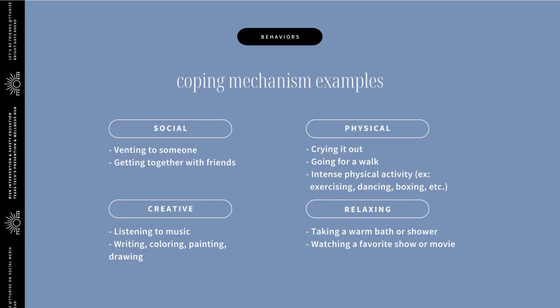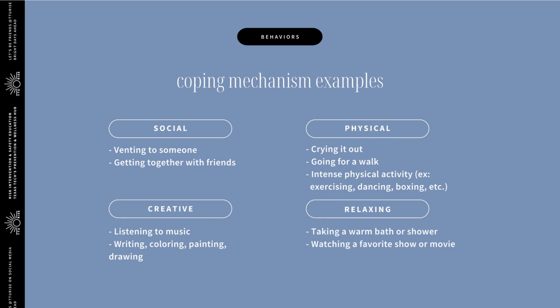So now that you've completed your activity in analyzing your coping mechanism, let's talk about some other examples. There are different areas of coping mechanisms. First, and typically one of the more popular ones, is a social coping mechanism. This could be venting to someone or getting together with friends. Another popular area is physical coping mechanisms.